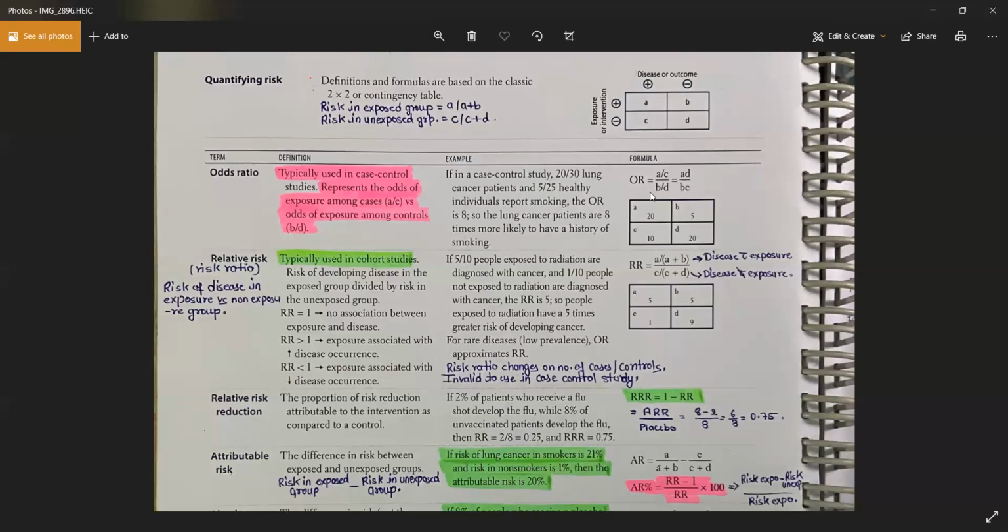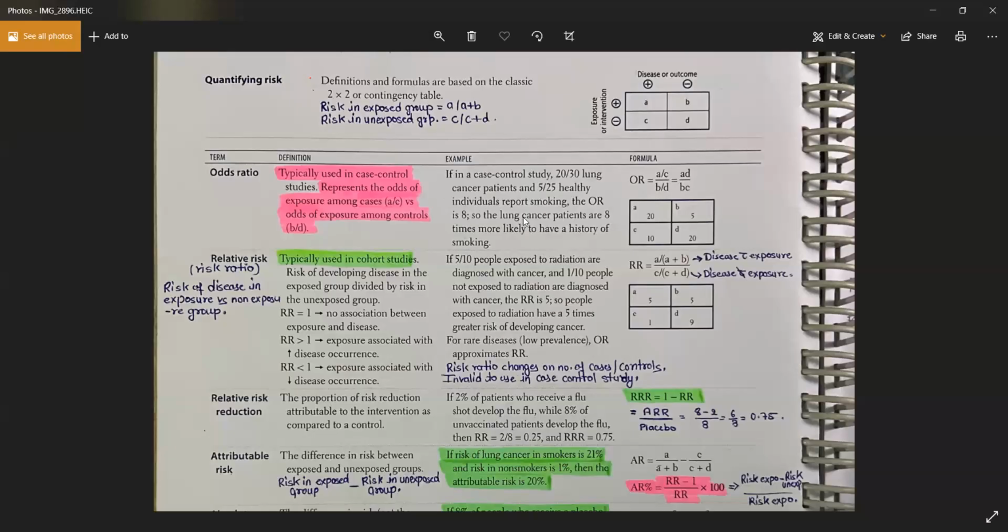It would be 20 upon 10. The chances of being a smoker, which is 20 by 10, and the chances of not being a smoker, and you get the cancer. Similarly, 5 by 20, which means in the non-diseased group, the chances of being a smoker and not being a smoker. So what you will get is 20 upon 10 divided by 5 upon 20. You will get the odds ratio of 8.